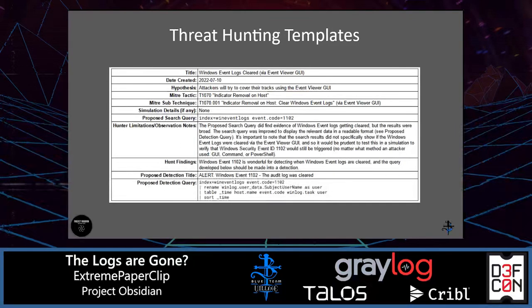So for this, I put the proposed search query did find evidence of Windows event logs getting cleared, but the results were broad. The search query was improved to display the relevant data in a readable format. And also put here, it's important to note that the search results did not specifically show if the Windows event logs were cleared via Event Viewer GUI. So it'd be prudent to test this in a simulation to verify that Windows Security Event ID 1102 would still be triggered, no matter what method an attacker used, GUI, command, PowerShell.